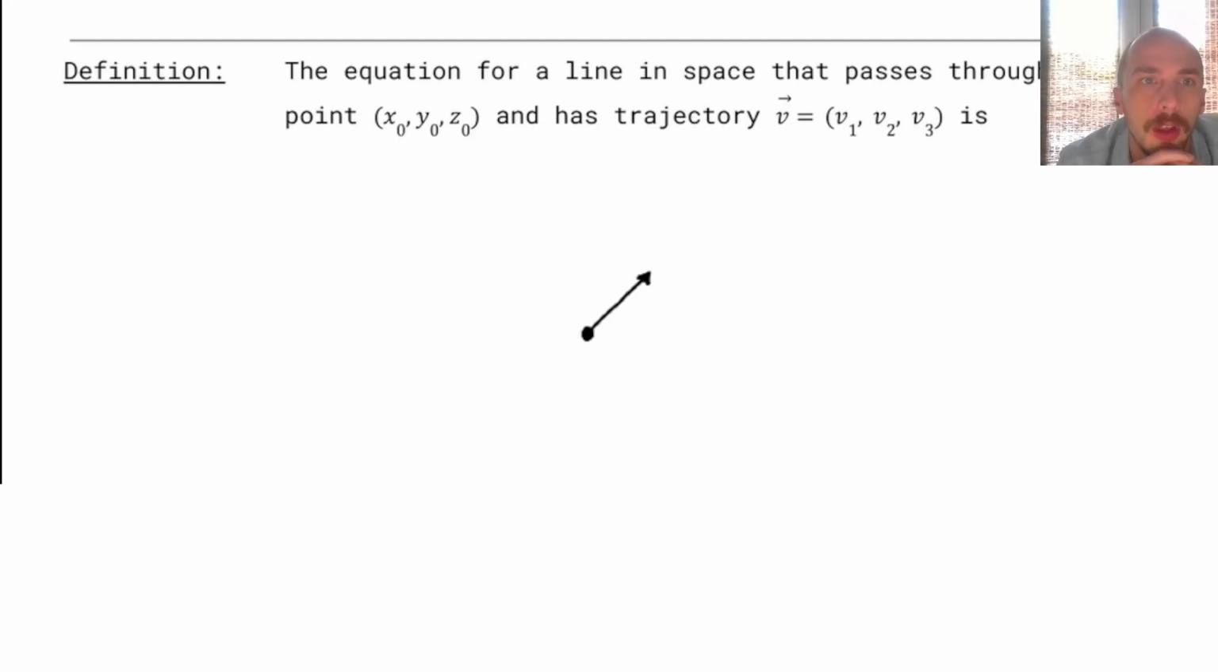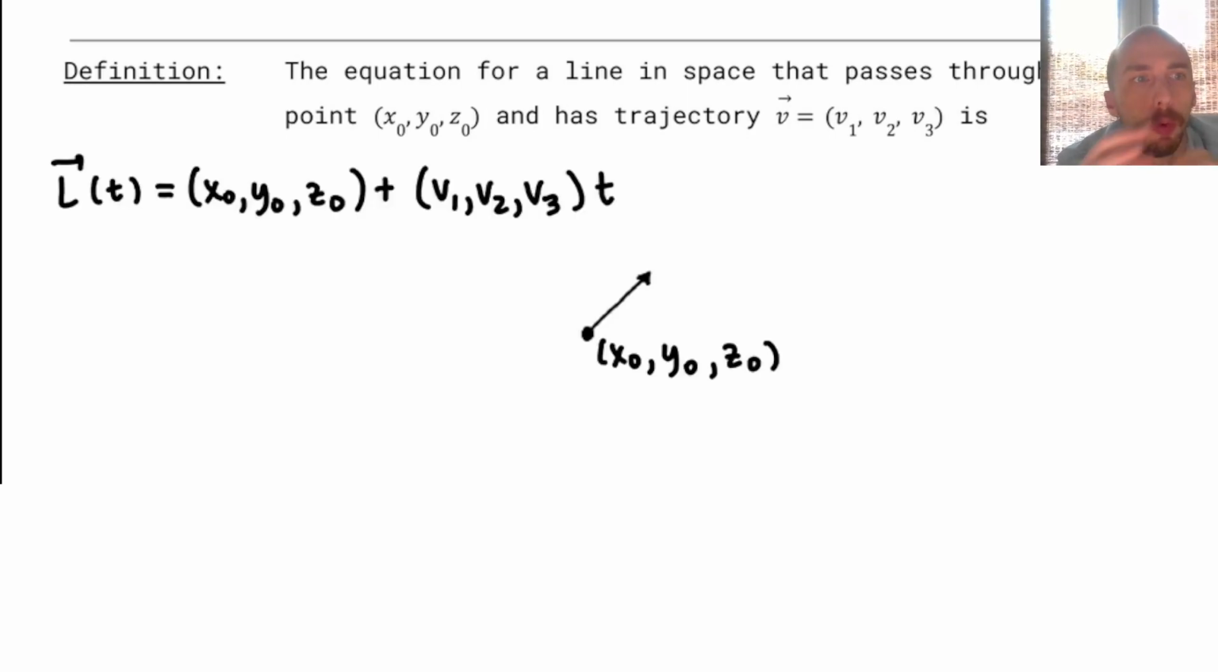The equation for a line in space that passes through the point x0, y0, z0 and has that trajectory vector v1, v2, v3 is going to be L of t equals the point plus any multiple of the vector. This should make a lot of sense, because if I add a positive multiple of that trajectory vector, that gets me a little bit farther out along the line in that direction. And if I added a negative multiple of v1, v2, and v3, that would take me back in the other direction, giving me the rest of the line.